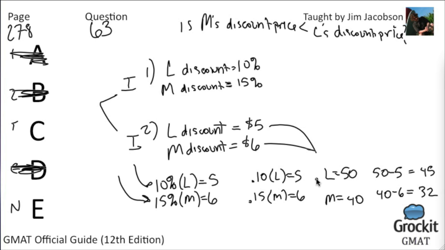So in this case, M's discount price is lower than L's discount price. We didn't actually have to get all the way there, we just had to know that we could. The two statements together are sufficient. We can cross off the neither option and circle choice C.